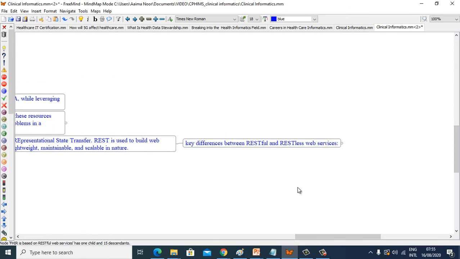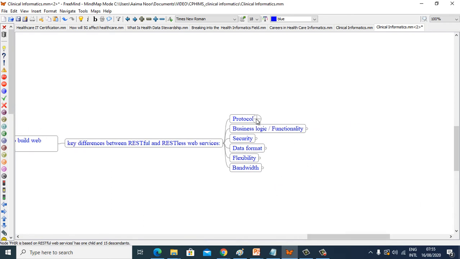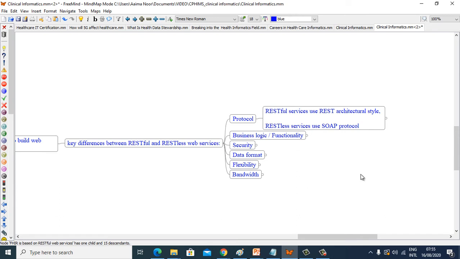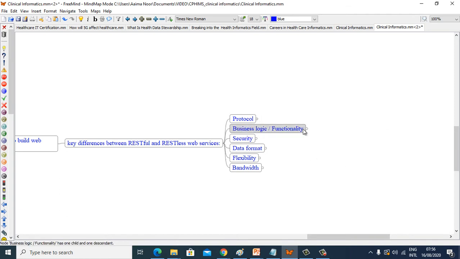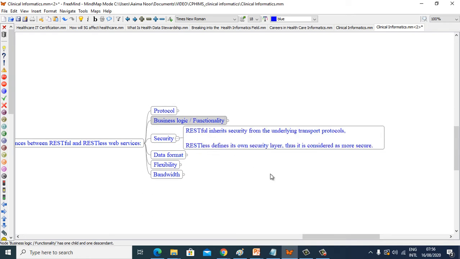Key differences between RESTful and RESTless web services. Protocols: RESTful services follow the REST architectural style. RESTless services use the SOAP protocol. Business logic and functionality: RESTful services use URLs to expose business logic. RESTless services use the service interface to expose business logic. Security: RESTful inherits security from the underlying transport protocol. RESTless defines its own security layer, thus it is considered more secure.